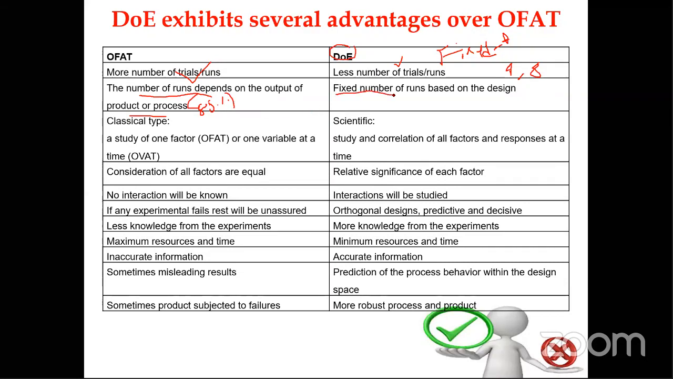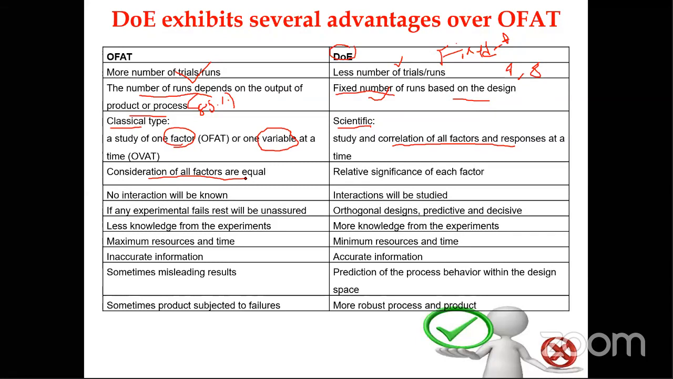Whereas the fixed number of runs is based upon the design you are using. OFAT is a classical type, that is, a very traditional type, changing one factor at a time, also called OVAT: one variable, one concentration or one excipient at a time. DoE is scientific, meaning it has logic, study, and correlation of all the factors with the responses. You are correlating each factor to see how it influences the response. Here the consideration of all factors is equal. That's why in OFAT, in each and every experiment, you are changing the variables without knowing what they are doing.